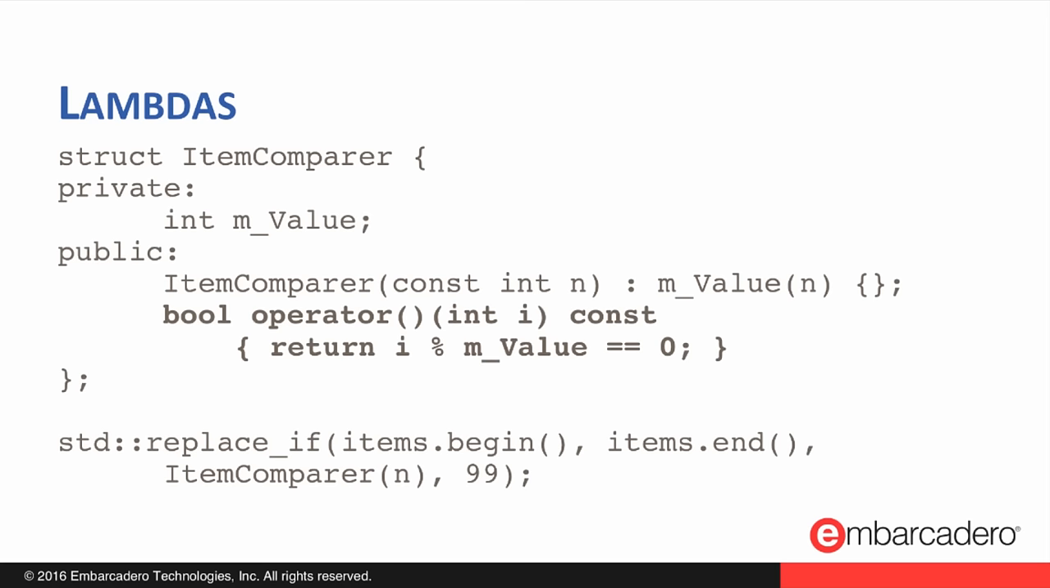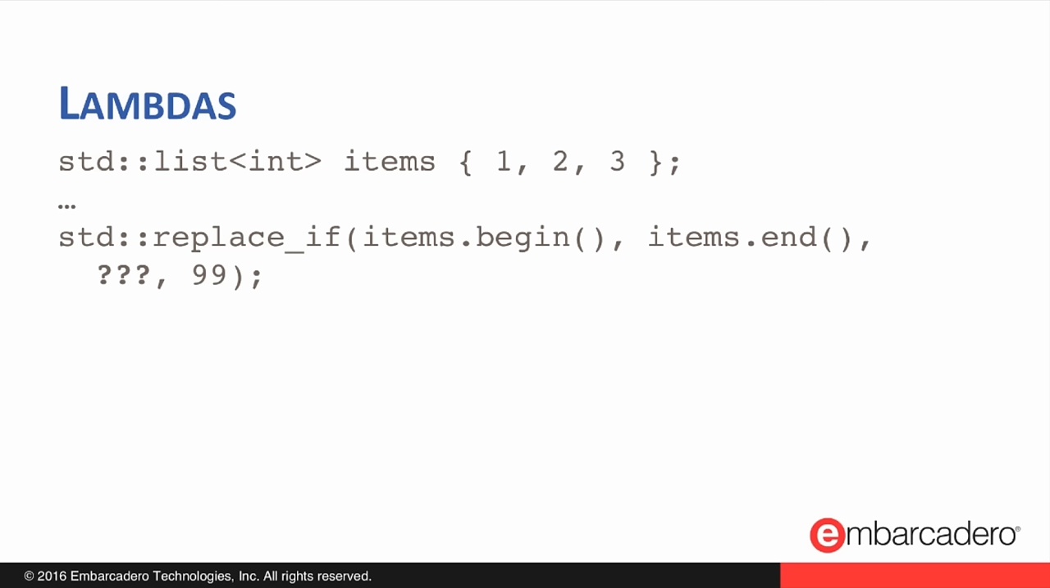Consider this, you have a list of items. That, by the way, is an initializer list, a great way to fill in items in a container like a list or vector. If you want to replace all the 2s in it with 99, the old way to do this is with a functor.